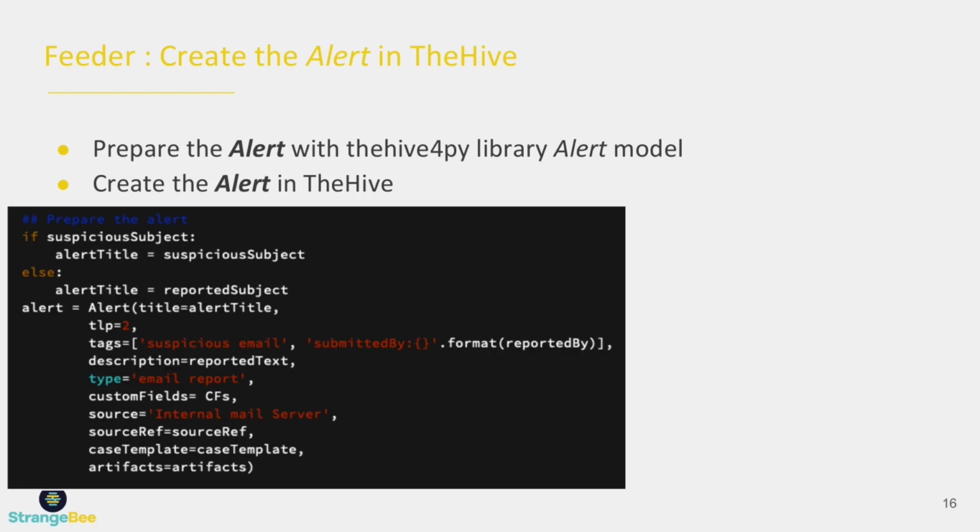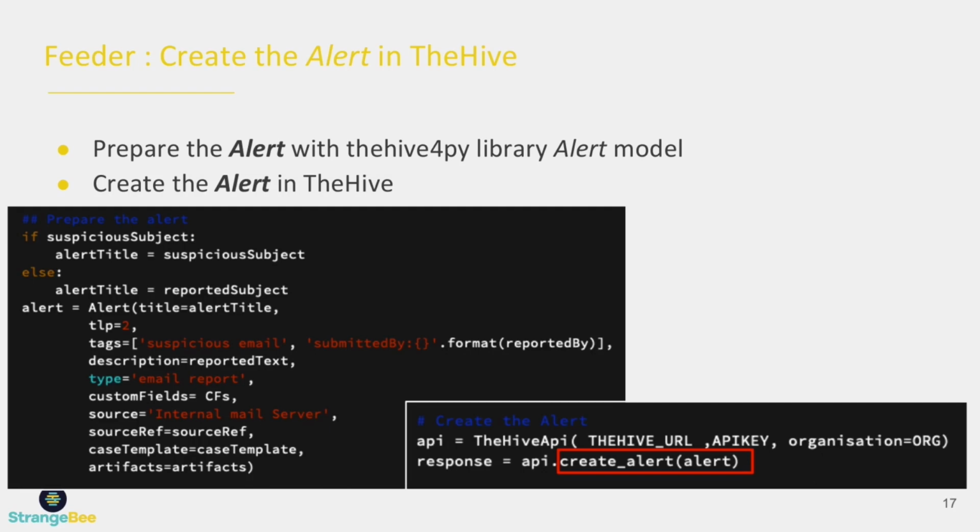So now the program prepares the alert, again with the help of the library. This alert contains the observables just created before, but also useful information like a title, different tags, a description. So there the description will be the message attached by the user. And also some different custom fields and other information. So once the alert is created, it can be sent and created into the Hive by running the right function.